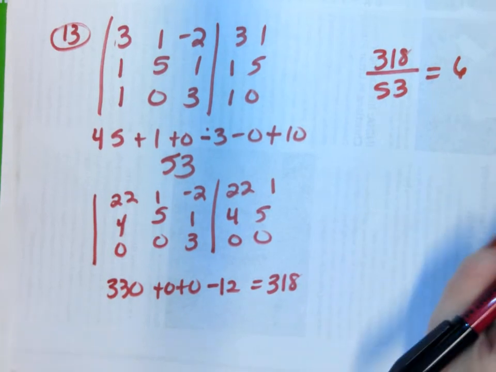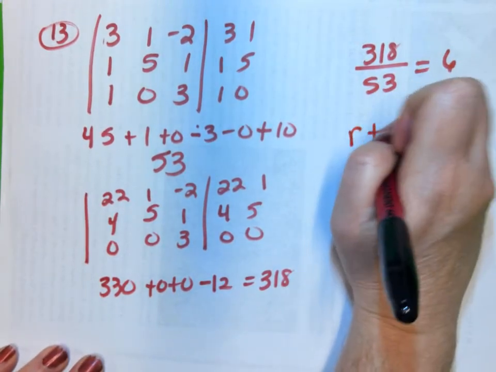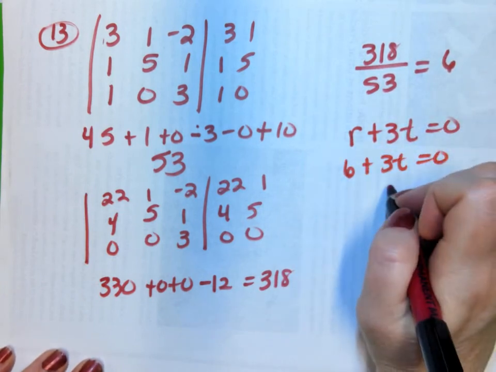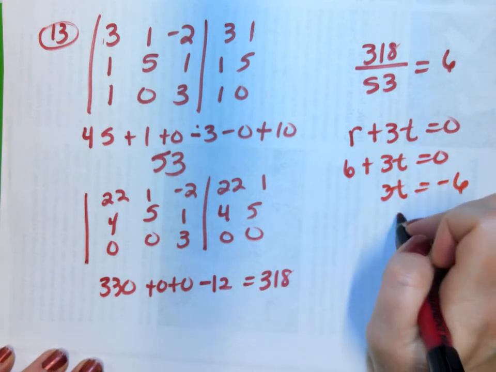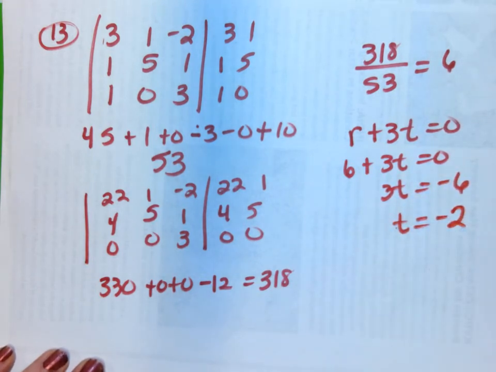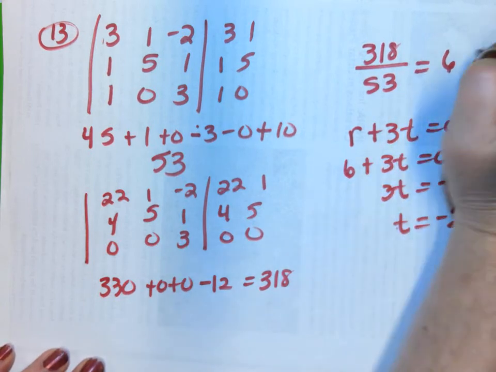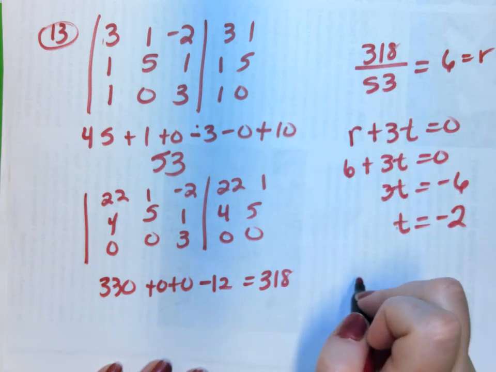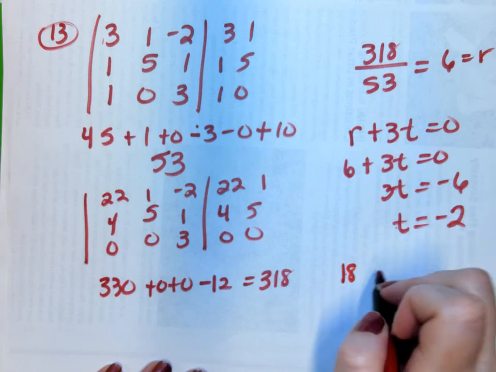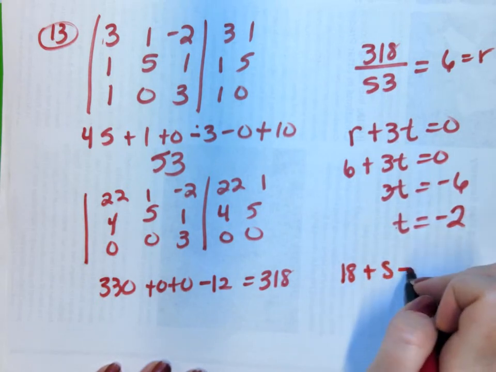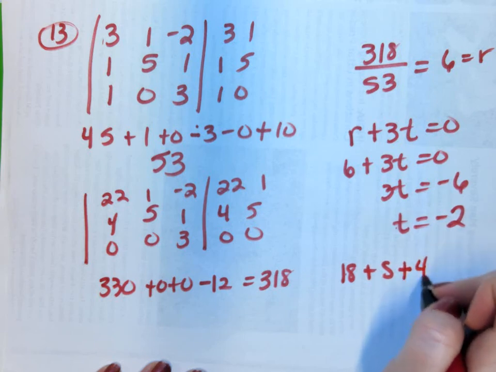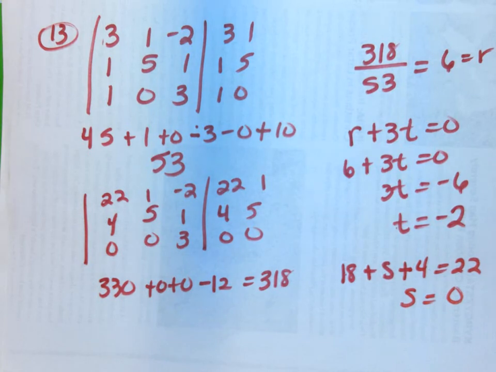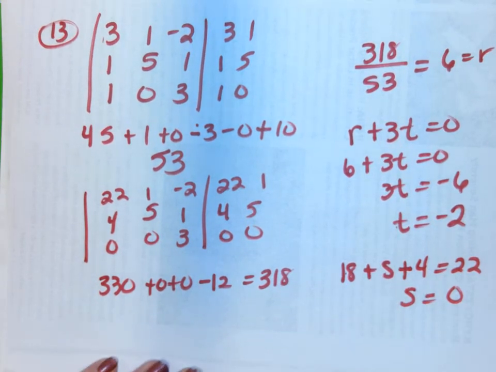And that's the only determinant I have to find because r plus 3t equals 0. So 6 plus 3t is 0. So 3t must be negative 6. So t must be negative 2. So far, so good. I have r. I have t. I need to find s. So I'm going to go back to the top one. 3 times r, so that would be 18 plus s minus 2 times negative 2 is plus 4 is 22. s must be 0 because those add up to 22, and if I subtract that, I get 0.